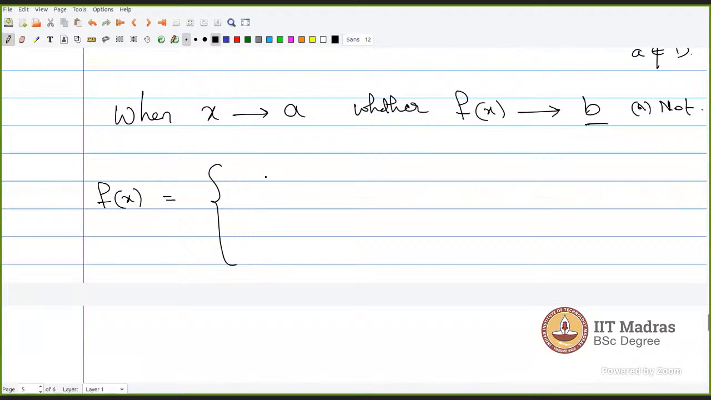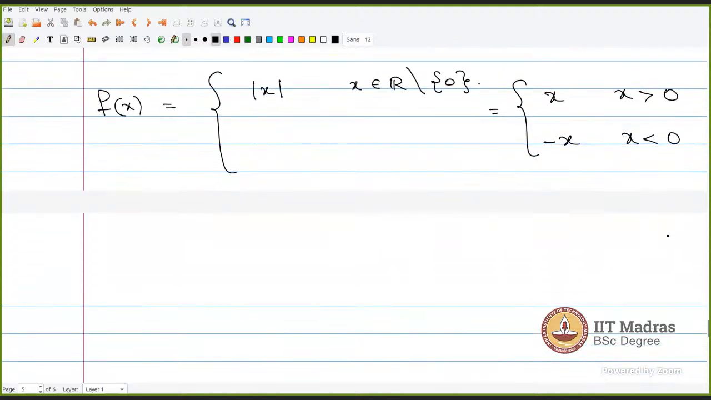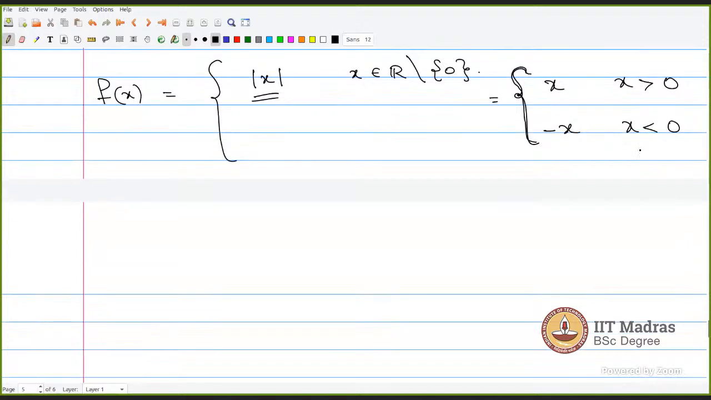See, I am taking mod x when x belongs to real minus 0. And I am not defining it when x is equal to 0. As of now, I am not defining. So simply for this, I can write it like this. It will take x when x is greater than 0. It will take minus x when x is less than 0. This is how the mod x will be. If I split it, this is how it will look.